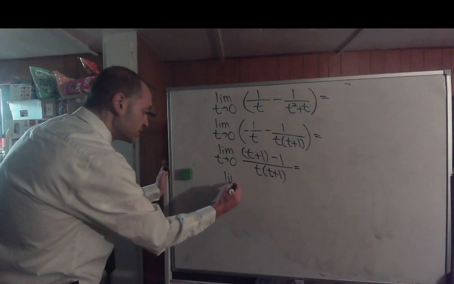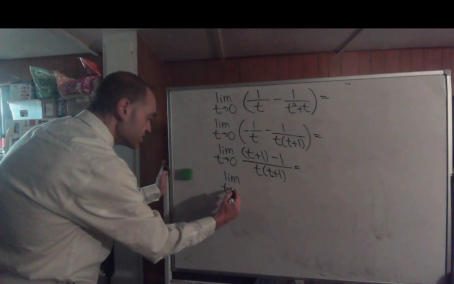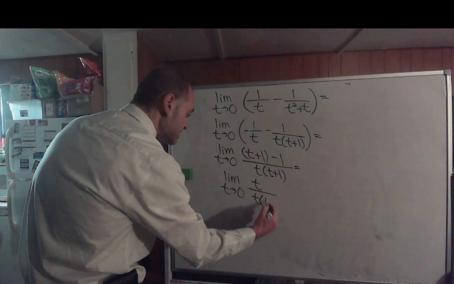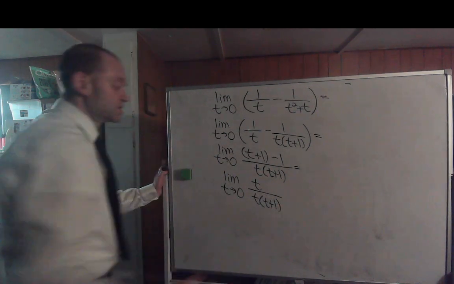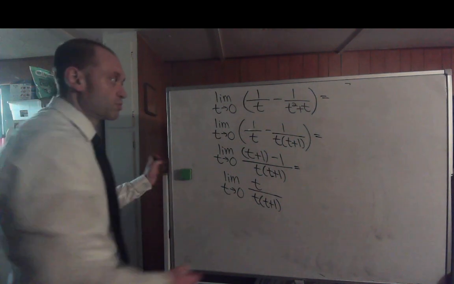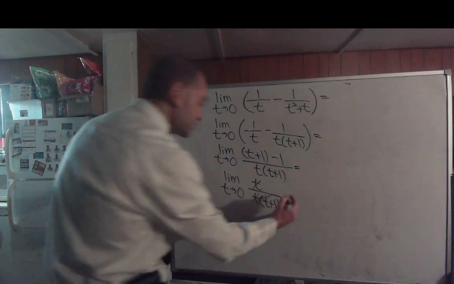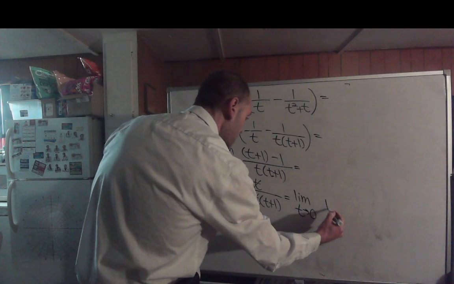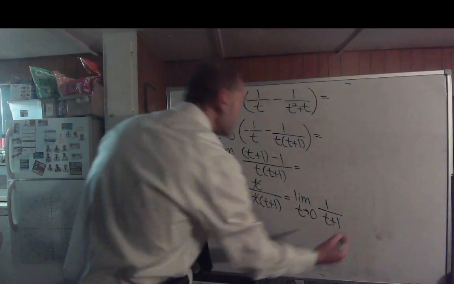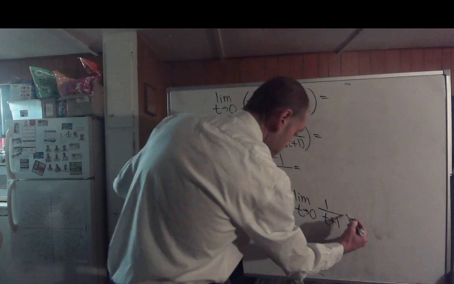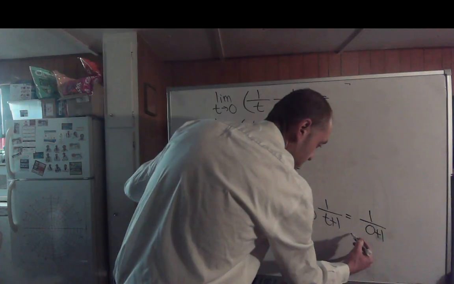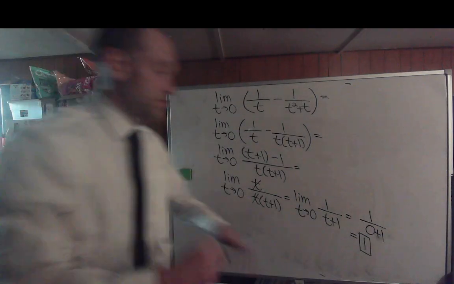So this will turn into the limit as t approaches 0 of t all over t times t plus 1. And the good news is we have a t that'll cancel out between the numerator and denominator. So this would just turn into the limit as t approaches 0 of 1 all over t plus 1, which we can now do direct substitution. That's going to give you 1 over 0 plus 1, which is 1 over 1, or simply 1. So the limit of that function actually turns out to be 1.